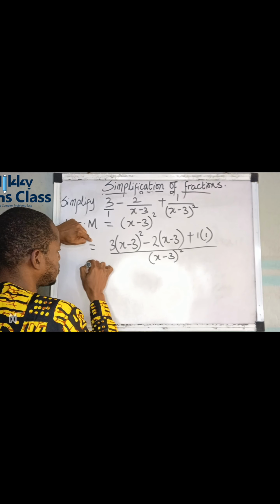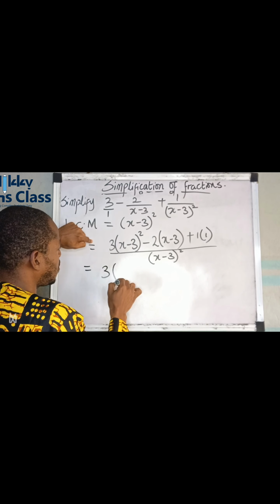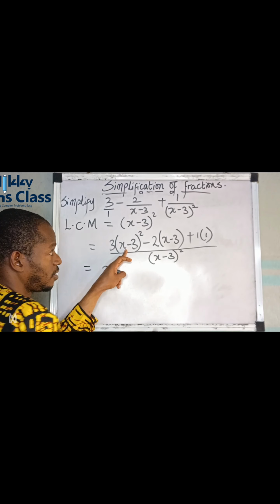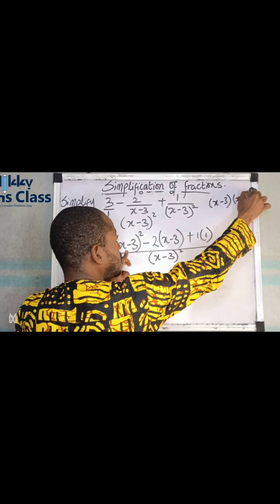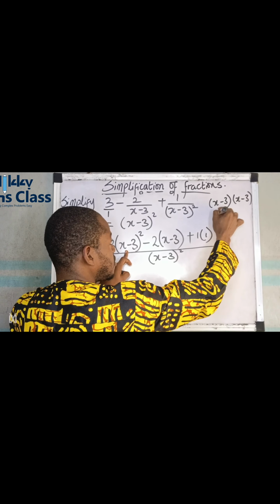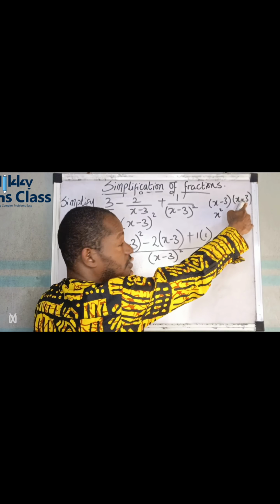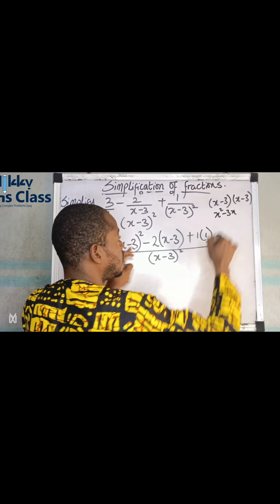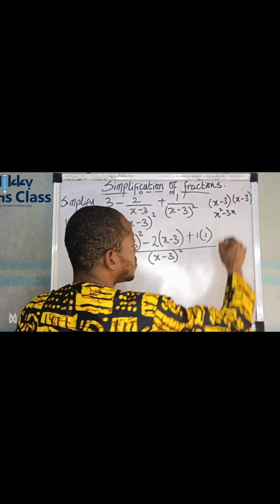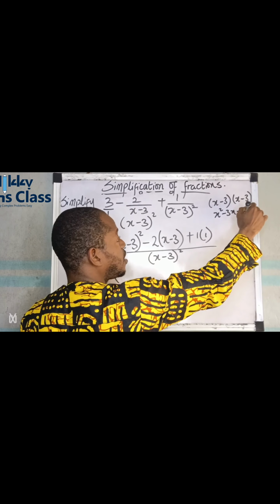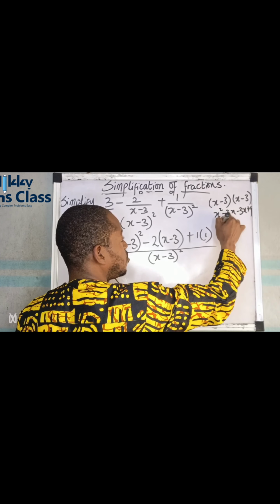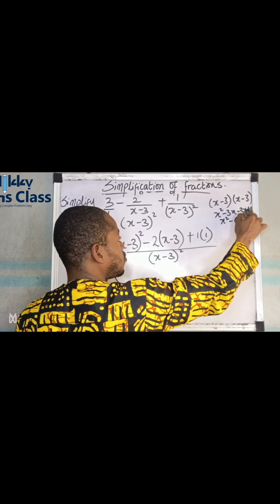This becomes 3 into bracket (x minus 3) all squared. Let's do that: (x minus 3) all squared. x times x, that's x squared. x times negative 3, that's negative 3x. Negative 3 times x, that's negative 3x. And negative 3 times negative 3, that's positive 9. So this becomes x squared minus 6x plus 9.